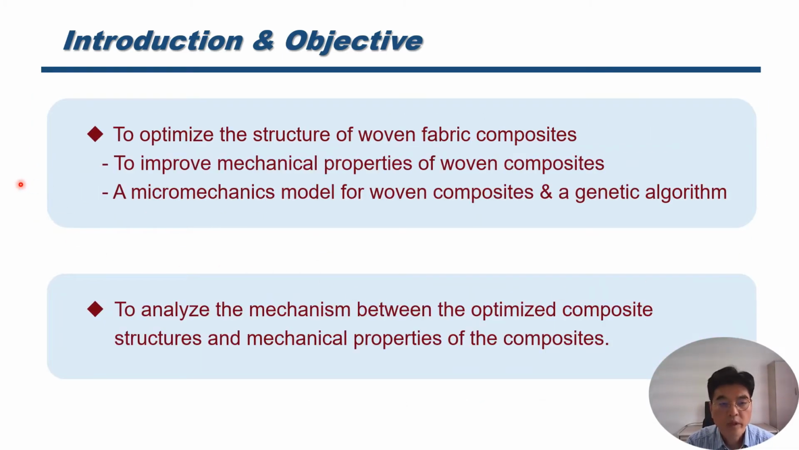So basically, we try to do two things through this research. First of all, we try to optimize the structure of a woven fabric composite, and also we try to analyze the mechanism between the optimized composite structure and mechanical properties of the composite. So for the optimization process, we try to improve the mechanical properties of the composite. And we use the micromechanics model for woven composite and the genetic algorithm for the optimization process.